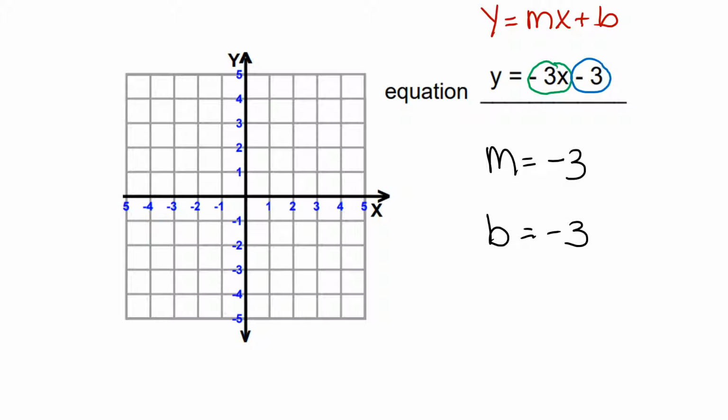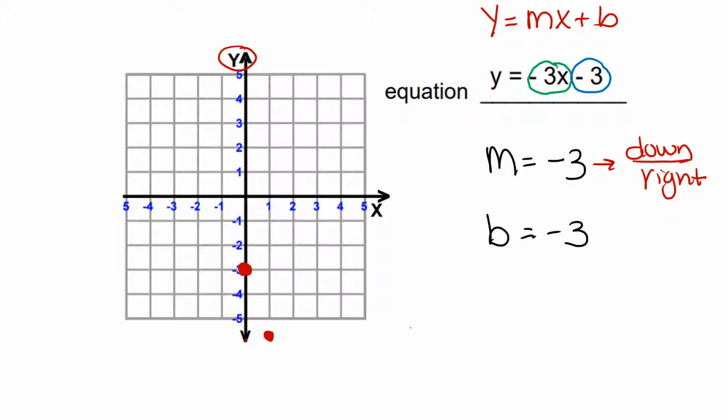So when we graph it, we graph the b value first on the y-axis. So I'm going to go down to -3 and put a point. Then we have our m value. The m is -3, so that tells me that I'm going to go down and then right, always to the right-hand side. So I'm going to go down 3, 1, 2, 3. It goes off the graph a little bit. That's okay. And then over to the right 1.